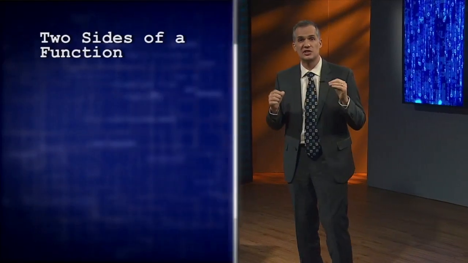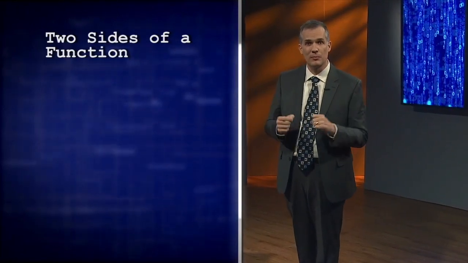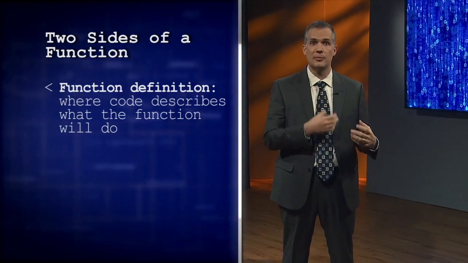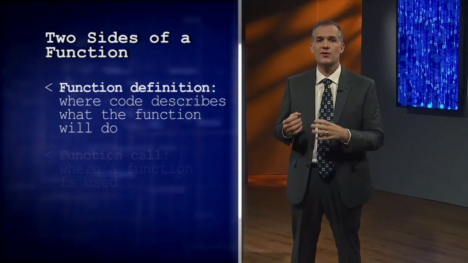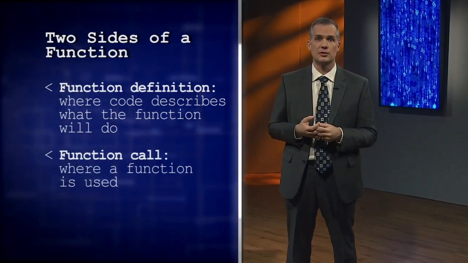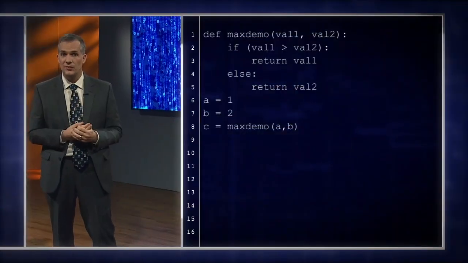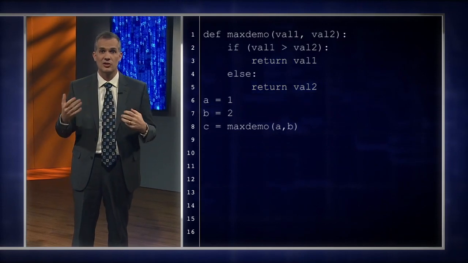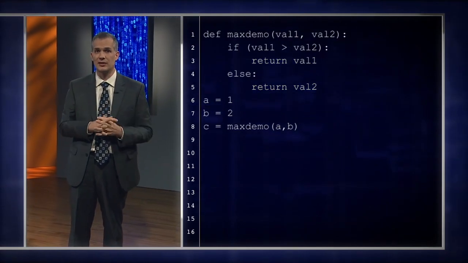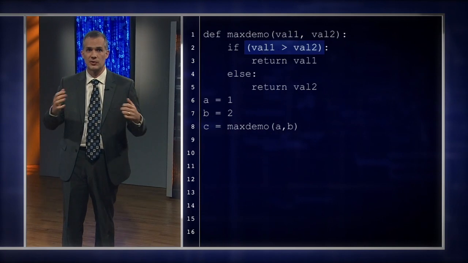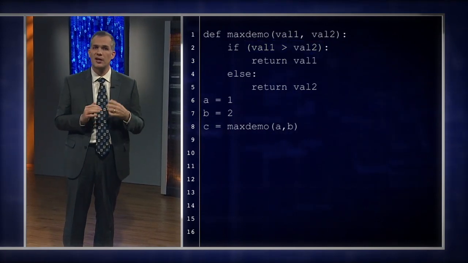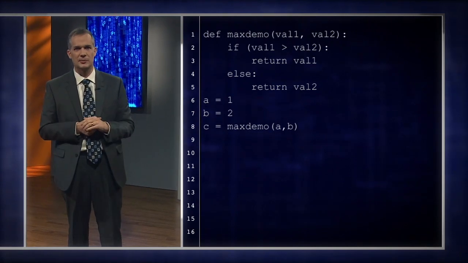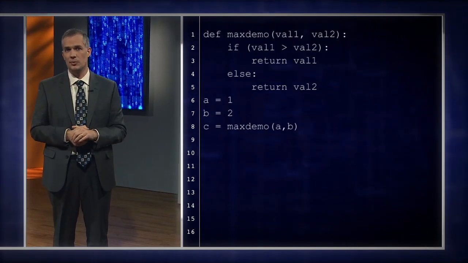Now, there are two sides every time that we want to make use of a function. The function definition, where our code describes what the function will do, and the function call, where a function is used. Here's a simple function that returns the maximum of two values. Python already includes a function named max that does exactly this. It takes in two values and returns the one that is larger. But let's write our own max function, since that will provide a good way to illustrate the tricky aspects of functions that are hidden from view in the preloaded functions.